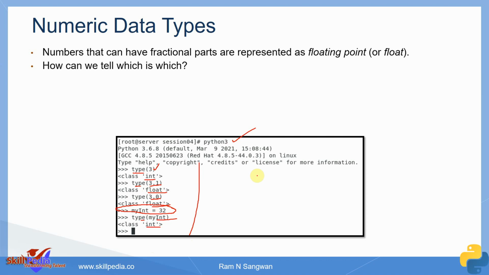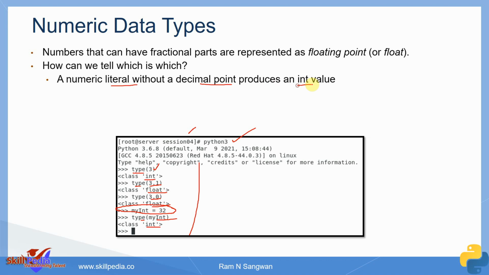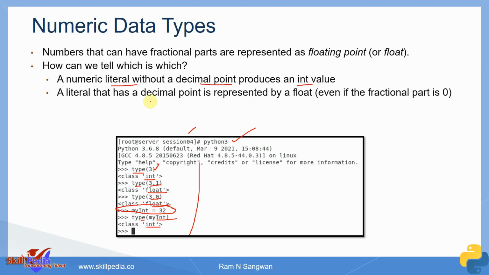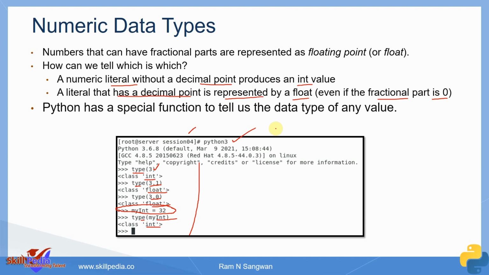How can we tell which one is which? So for that we have this type. Numerical literals without a decimal point produce an integer value. A literal that has a decimal point is represented by a float, even if the fractional part is 0. Python has a special function to tell us the data type of any value, which is type. So this is the special function I have used here to understand the data type of different values.